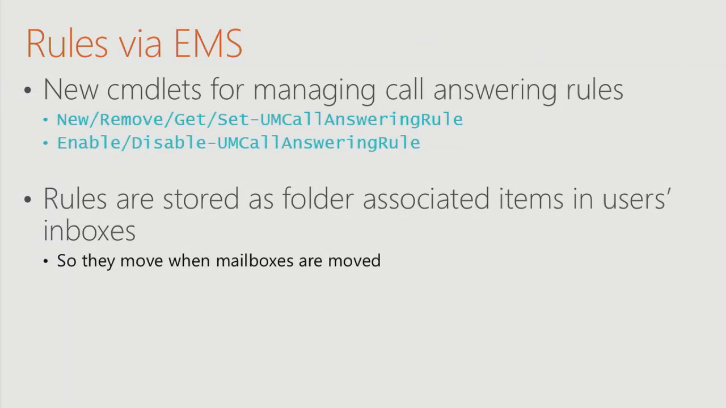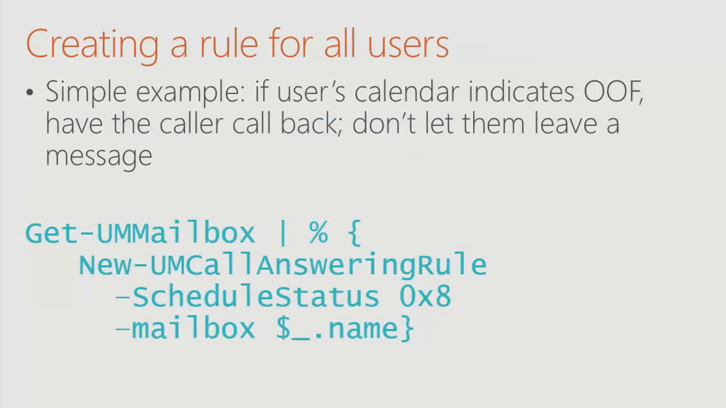That means that if you are now on-prem and you were thinking about moving to hybrid or cloud UM, the rules that your users define will go with them when you move them. So, very simple example. I want to get all the UM mailboxes and create a rule that says, okay, if the user is out of office, notice that there are no actions defined, and the only condition is this schedule status. When someone calls that user, if they're out of office, it's going to say, please call back later, goodbye, and hang up on them.